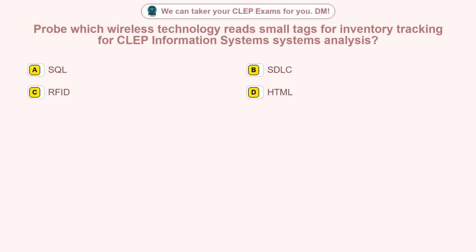Question 60. Probe which wireless technology reads small tags for inventory tracking for CLEP Information Systems analysis. Option A, SQL. Option B, SDLC. Option C, RFID. Option D, HTML. The correct answer is option C, RFID.